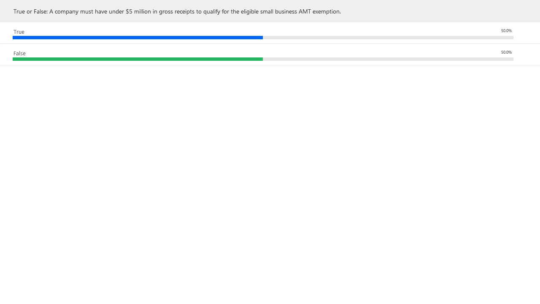quite a bit higher. But those have been a point of confusion for many of our clients because they are enacted at the same time. The payroll is $5 million, and that's because it's for startups primarily, and the eligible small business credit is for $50 million, so that it benefits more of the mid-market type companies.